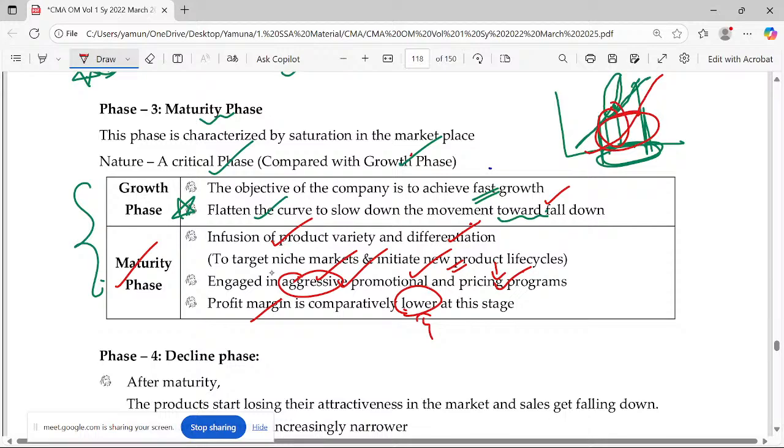Yes, it cannot be explained. See, the growth stage is the cash flow stage. Here, probably you have to push it and try to widen the gap.